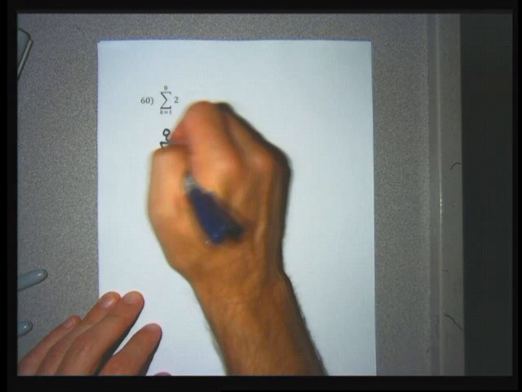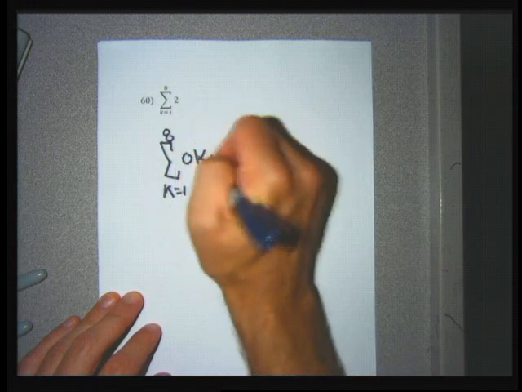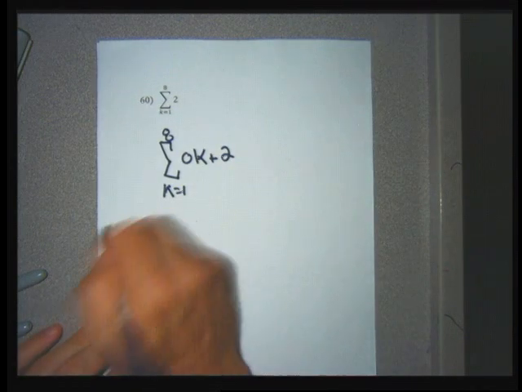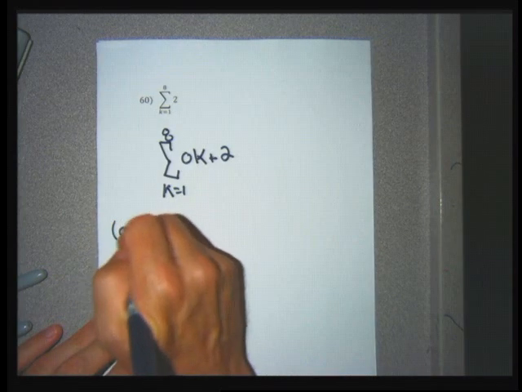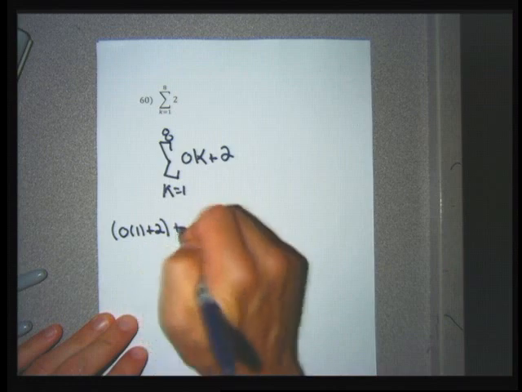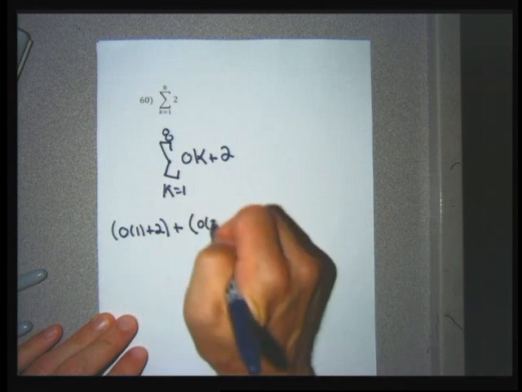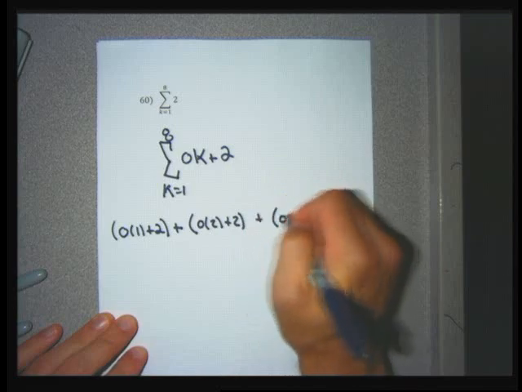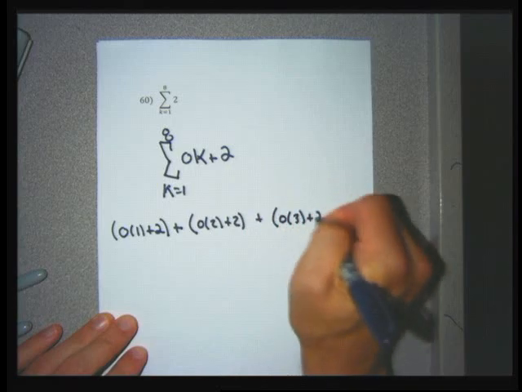You could do this. You can say 0k plus 2. If you absolutely have to see a k, there isn't a k, but adding a 0k doesn't change that. And then you could do this. You can go plug in 1 for k. I go 0 times 1 plus 2. Plug in 2 for k. I'd go 0 times 2 plus 2. Plug in 3 for k. 0 times 3 plus 2.